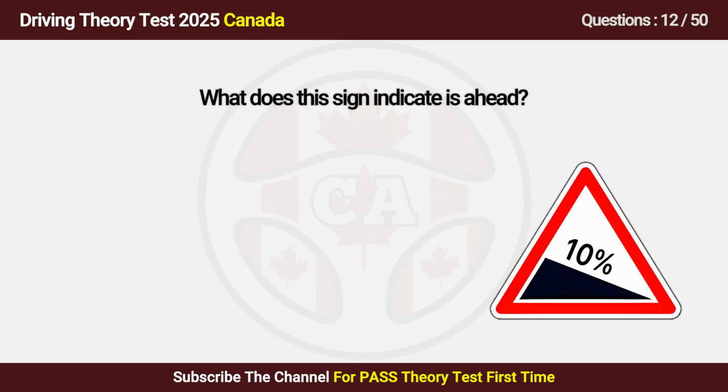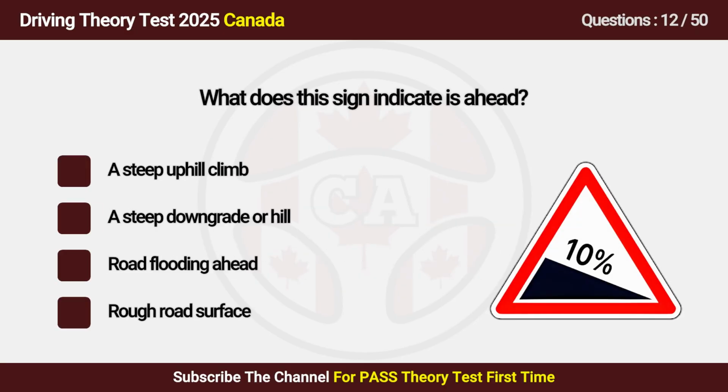Question 12. What does this sign indicate is ahead? A. A steep uphill climb. B. A steep downgrade or hill. C. Road flooding ahead. D. Rough road surface.